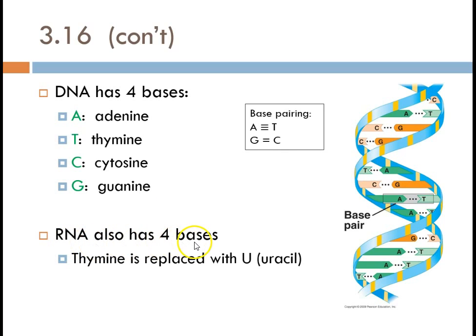RNA has 4 bases. They have the adenine, cytosine, guanine, but it doesn't have thymine. It has this thing called uracil. And uracil is a different nitrogenous base, and it also makes it a little more temporary. It comes apart after 20 minutes.